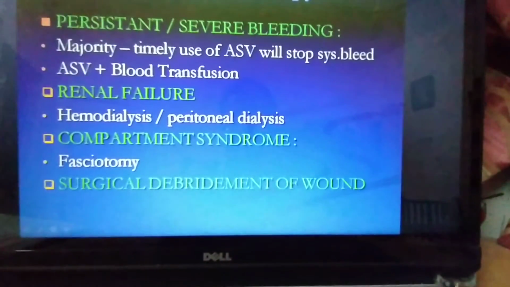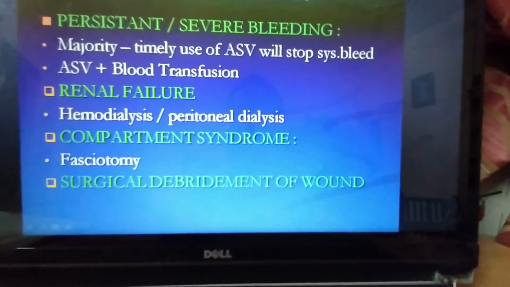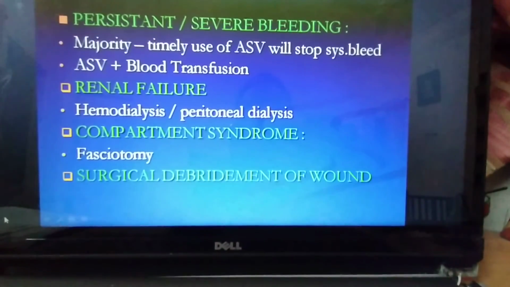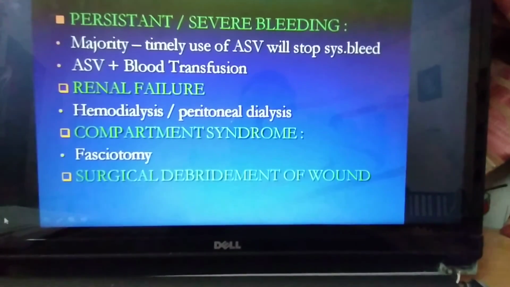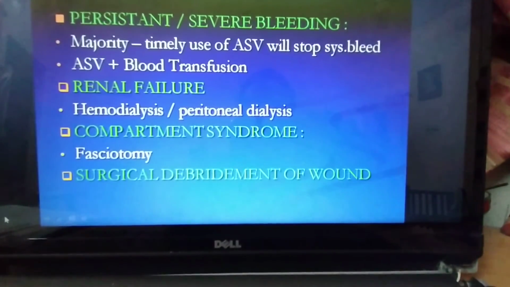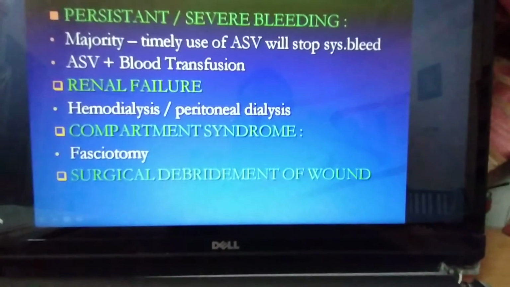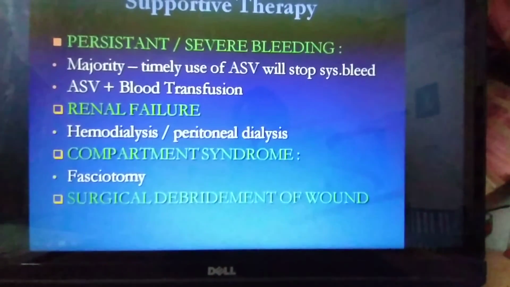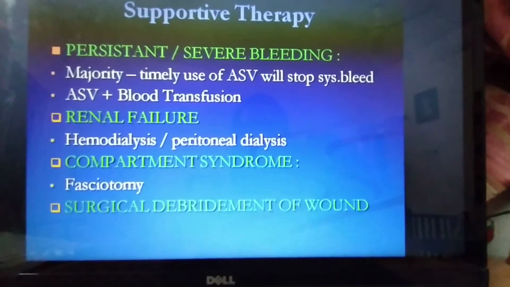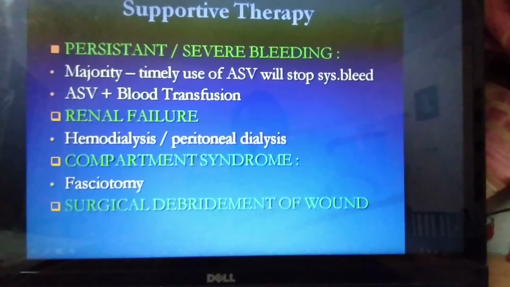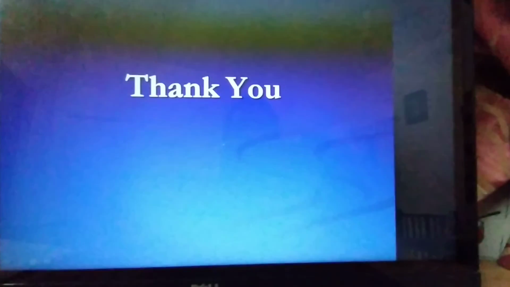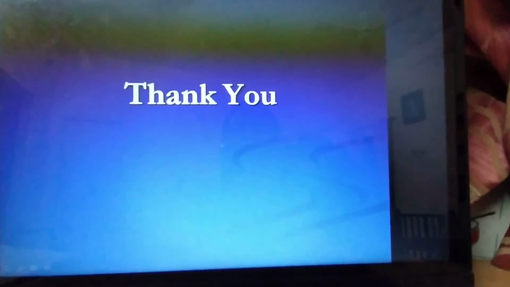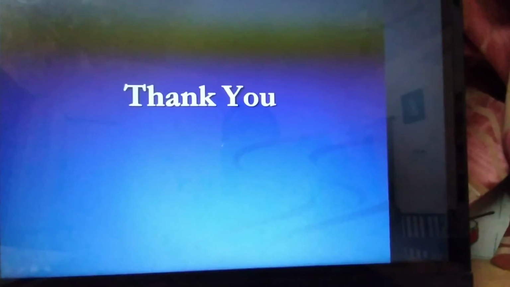Or sometimes there is local necrosis or swelling in the limbs, and then tissue grafting may be required. There also you should go for surgical intervention. So here we finish snake bite and snake venom poisoning.